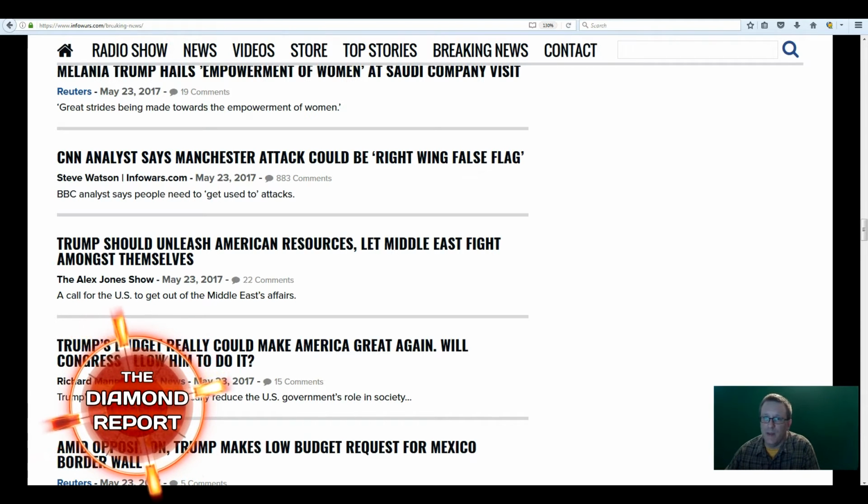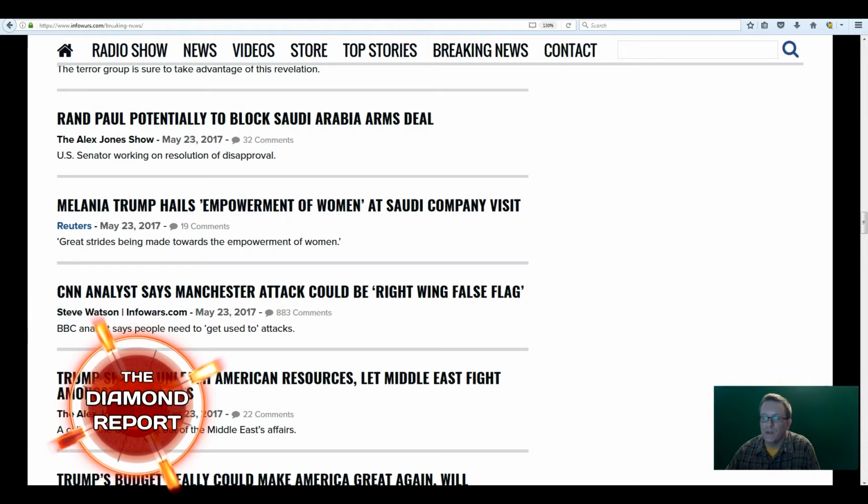CNN analyst says Manchester attack could be a right-wing false flag. BBC analyst says people need to get used to the attacks. Yeah, that's right. We're supposed to just live with them and not do anything about it. Yet more evidence that neither Trump nor Melania has any idea what Islam's all about. Melania Trump hails empowerment of women at Saudi company visit. Great strides being made towards the empowerment of women. Well, not in Saudi Arabia they're not, I'm sorry. Women are second-class citizens in Saudi Arabia.